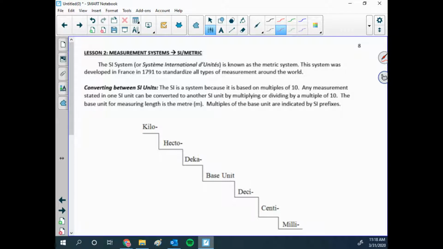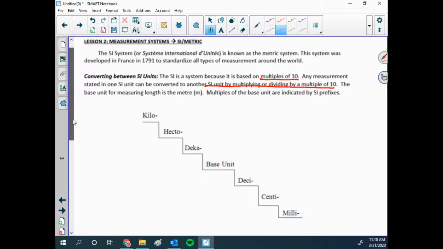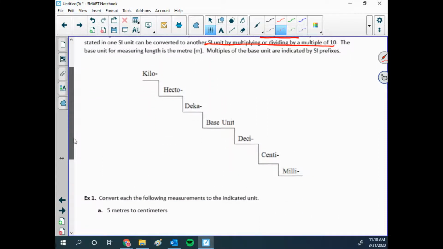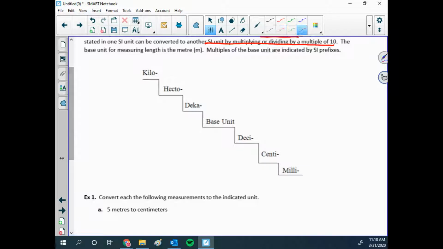And so this SI unit system, the one that we commonly use, is based on multiples of 10. Any measurement in SI can be converted to another measurement in SI by either multiplying or dividing by some multiple of 10. Now, the base unit is where we start. And the base unit for the SI system can be a whole bunch of different units.